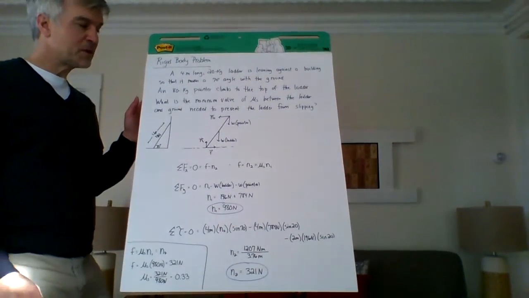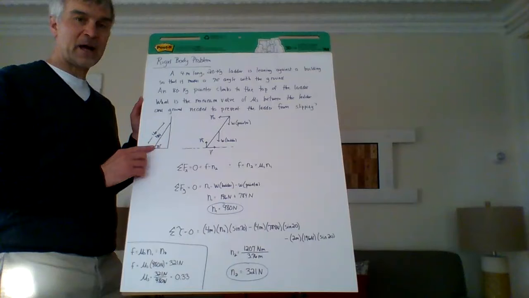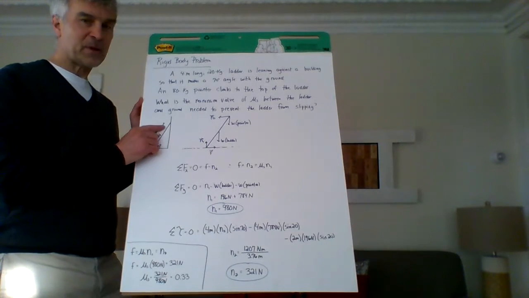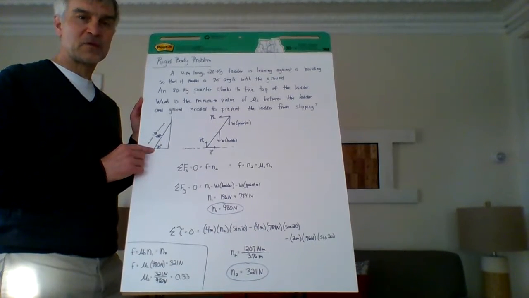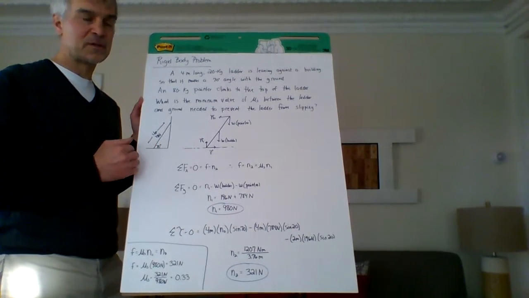Okay, so for this rigid body problem, we have a ladder leaning up against a wall. A painter is going to climb up the ladder, and we want to figure out the minimum coefficient of friction between the ladder and the ground so the ladder doesn't slide.